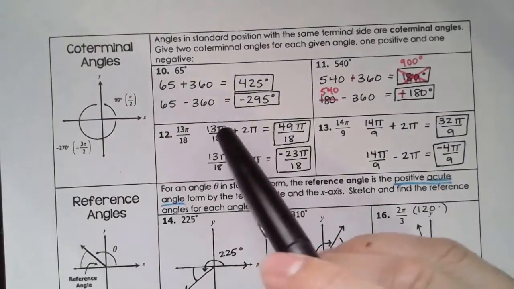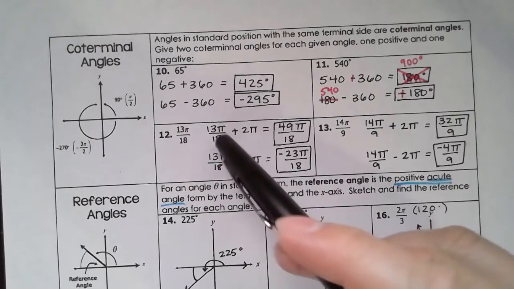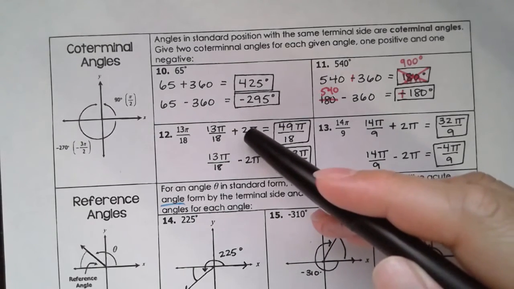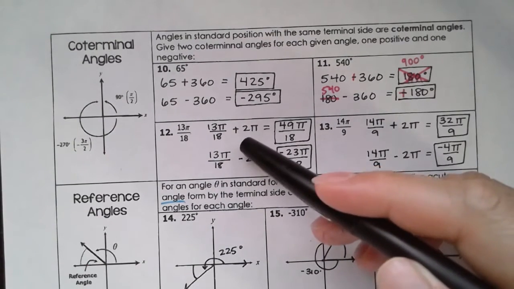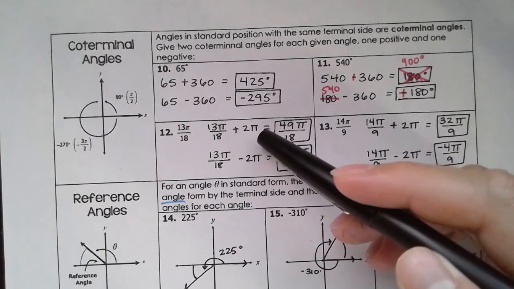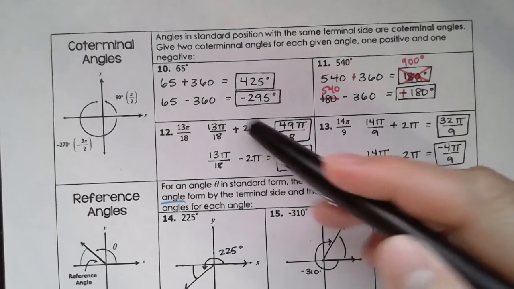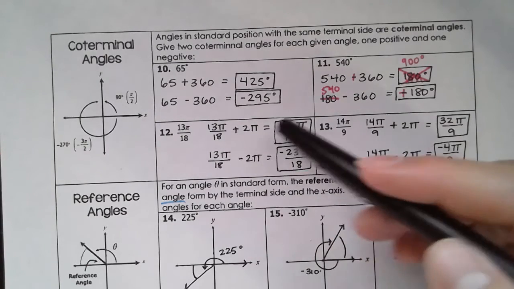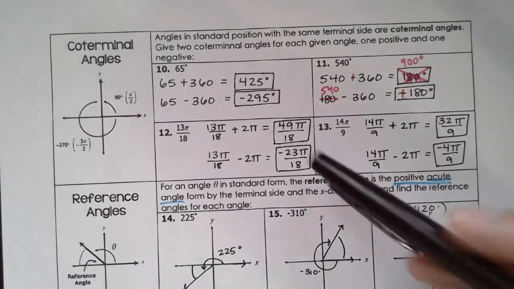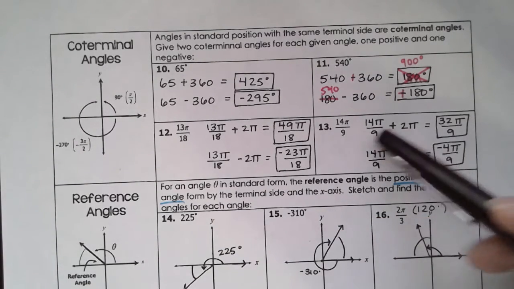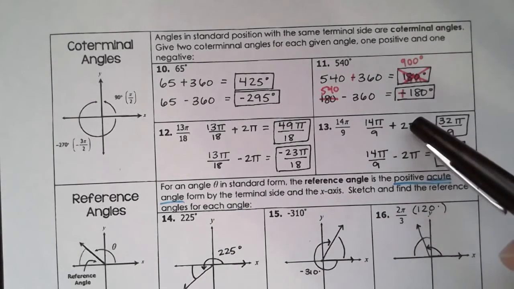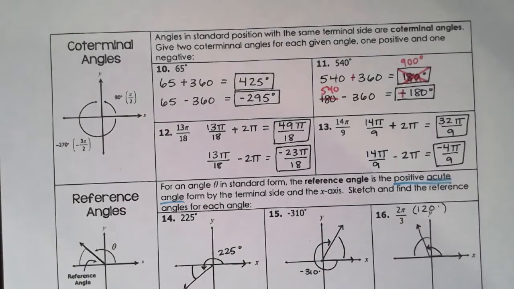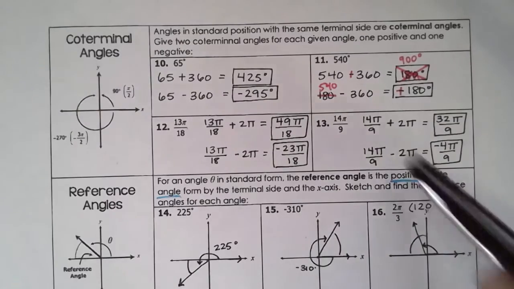The confusion in class was how do I go from this expression here to the answer. Again, I have to have the same denominator, so this is 2 pi over 1. I multiply top and bottom by 18, and I got 36 pi over 18, and then I was able to combine them, and I got 49 pi over 18. The same goes when I subtract here. The same goes here: multiply top and bottom by 9. I get 18 pi over 9. 14 pi plus 18 pi, 32 pi over 9. The same goes when I subtract here.